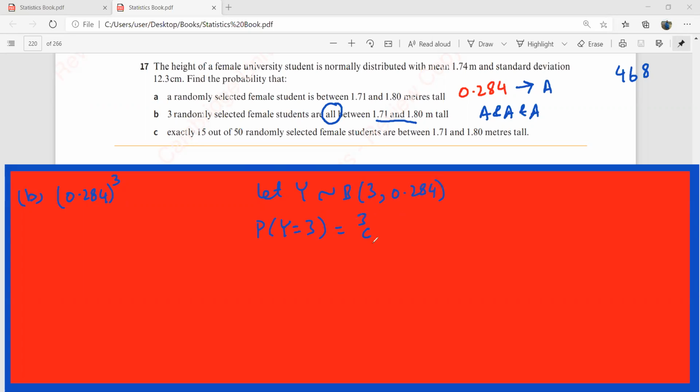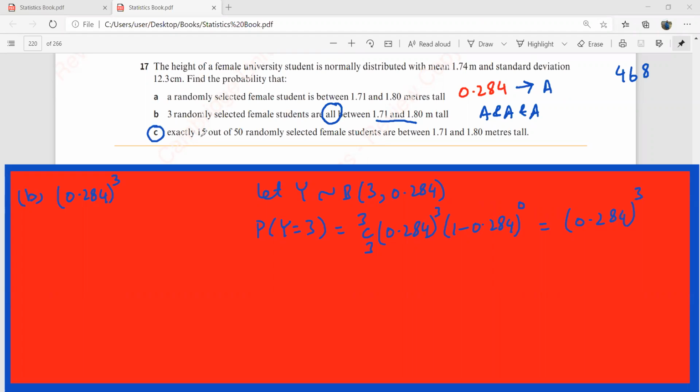So this is the probability of success for those people. So this would be 3C3 times 0.284 raised to power 3, and then 1 minus this 0.284, that is the q, raised to power 0. So this is 1, this is 1. Eventually you get the same answer. This is 0.284 raised to power 3. And I believe you can calculate it yourself. There is no need to use a calculator.